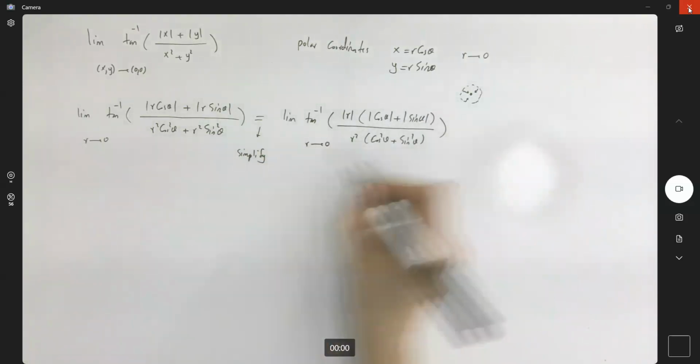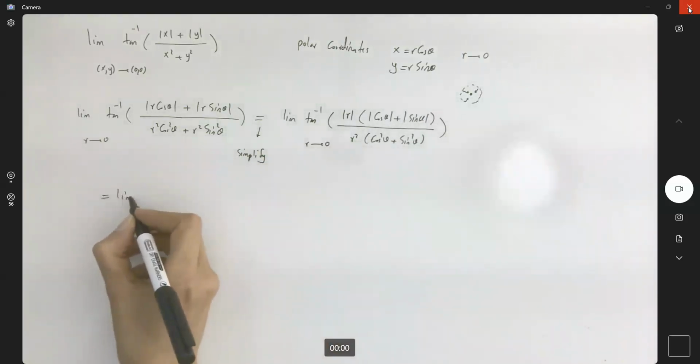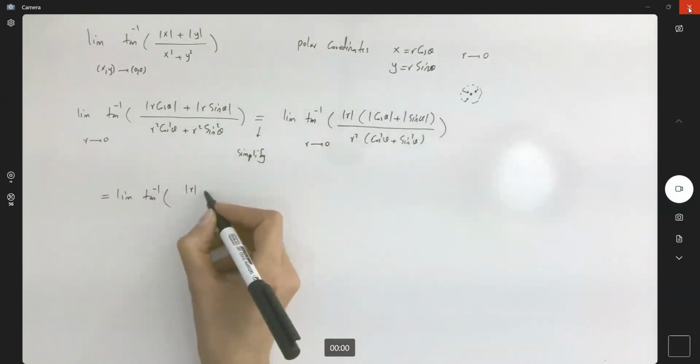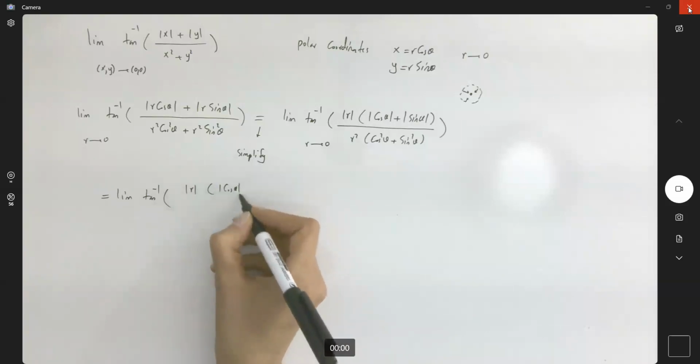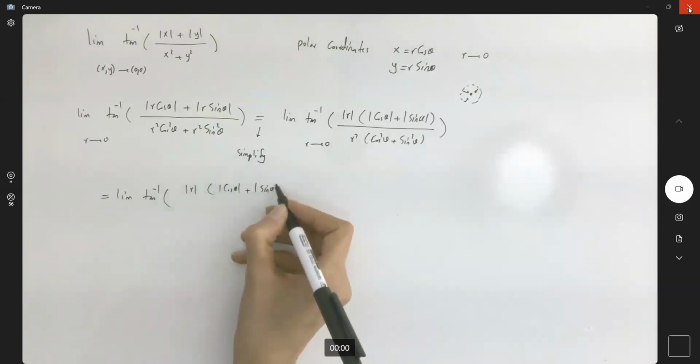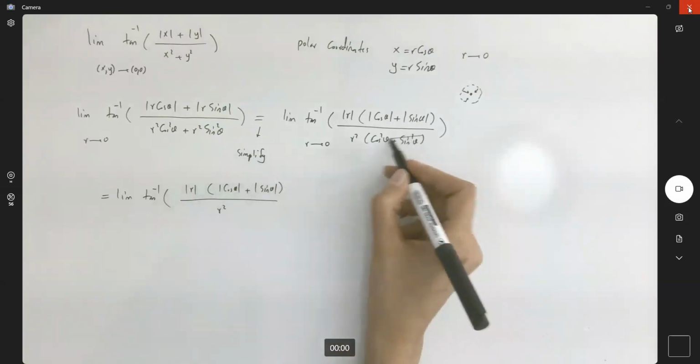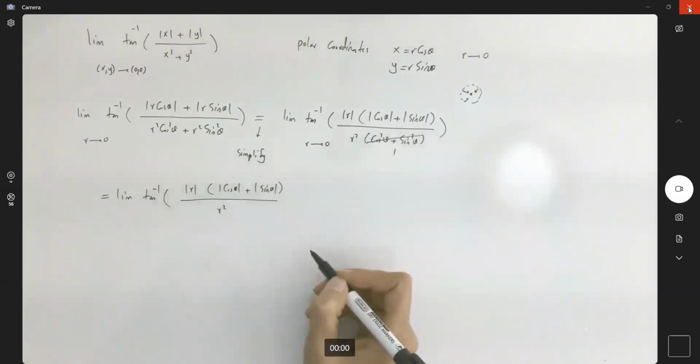Well, this is equal to the limit of inverse tangent of absolute value of r times absolute value of cosine theta plus absolute value of sine theta divided by r squared, because this is a trig identity and this is 1.